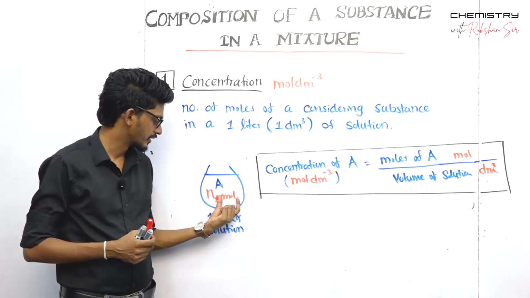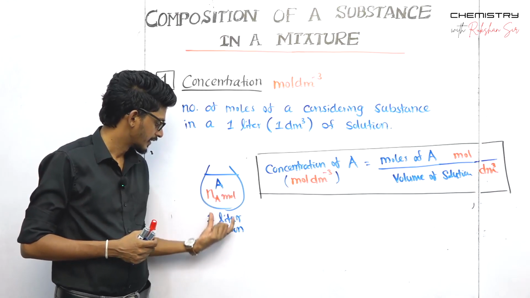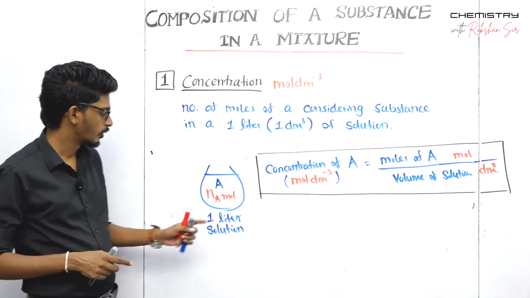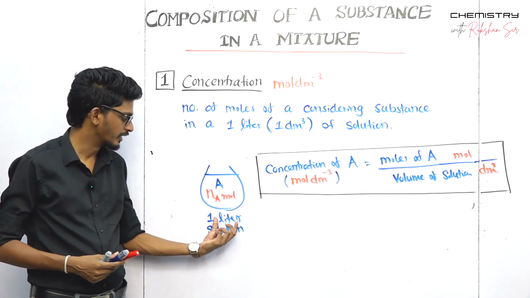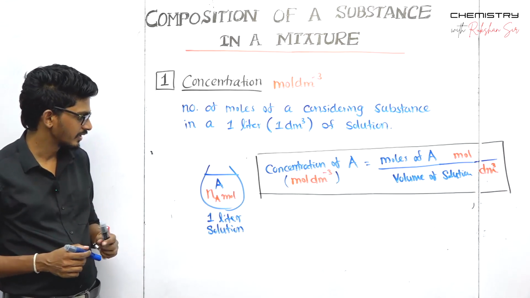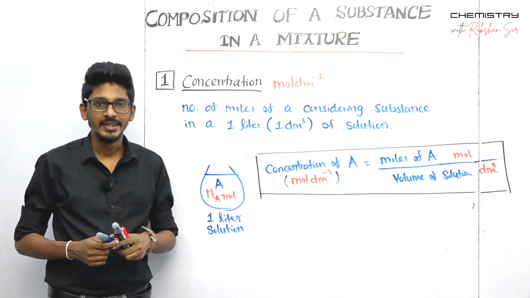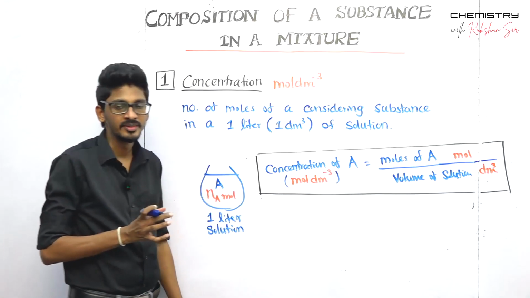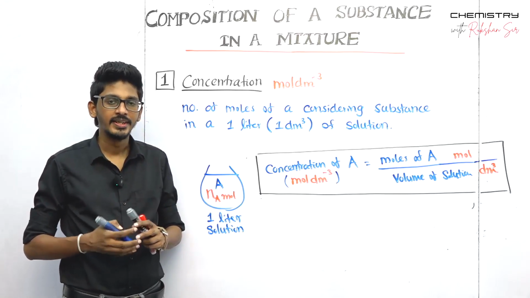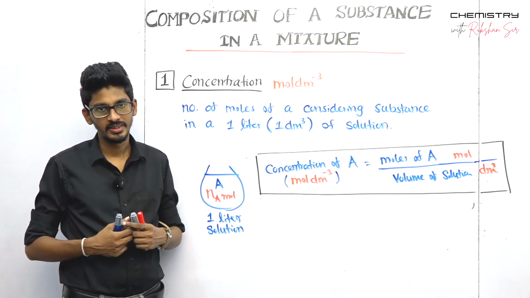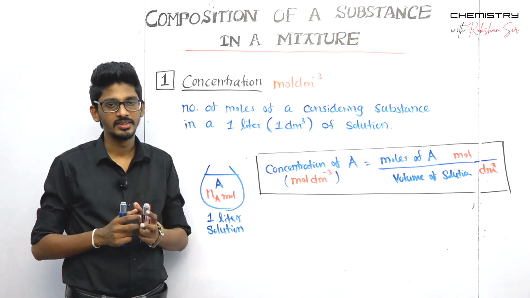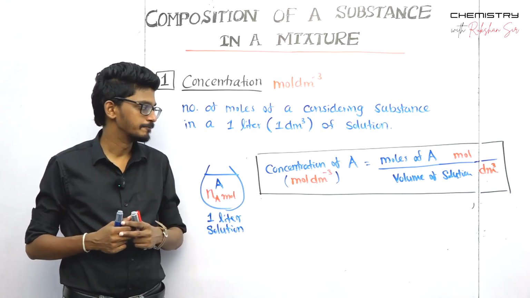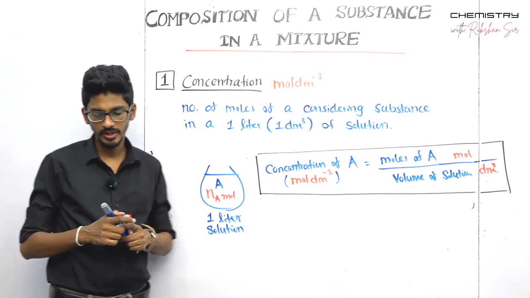So concentration means the number of moles in a unit decimeter cube, a unit liter. So we always have to express the volume in liters or decimeter cubes. That is the idea. So let's look at some unit conversions. Most of the time, the volumes will be given in milliliters or centimeter cubes. So let's discuss how to convert centimeter cube or milliliter values to decimeter cubes.